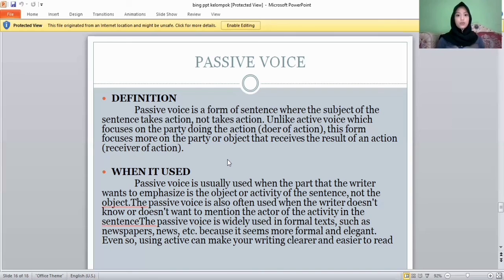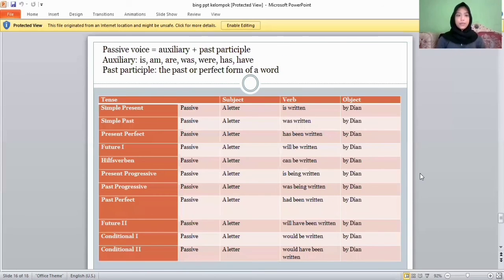The passive voice is widely used in formal text, such as newspapers, because it seems more formal and elegant. Even so, using active voice can make your writing clearer and easier to read. The formula of passive voice is auxiliary plus past participle. Auxiliary is are, was, were, has, have, and the past participle is the past or perfect form of a word.